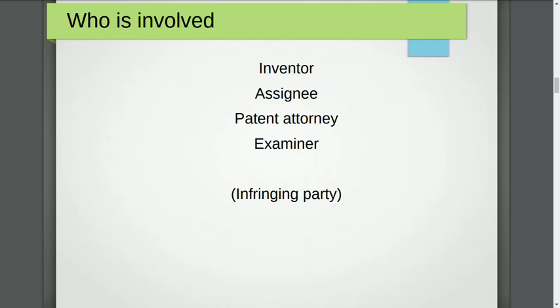Then you have the patent attorney. That's a lawyer who specializes in making sure that you can turn the invention into a patent. And then at the patent office, there's an examiner who actually looks at what the patent attorney submits and decides whether or not it's worthy of a patent. And then there is a fifth party way at the end, which would be infringing parties, people who subsequently use your invention without a license from you.